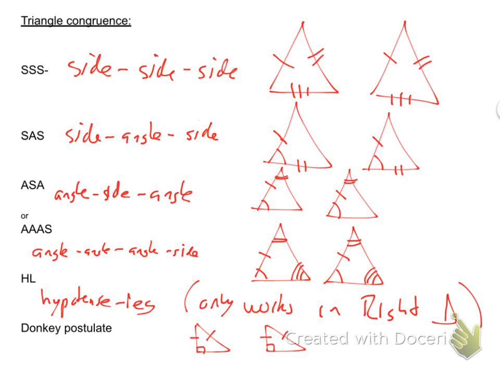What's the only combination up there that we do not use? Angle, side, side. Angle, side, side is not used. So, we don't use angle, side, side. Yes, that is in the video. So, we do not use the donkey postulate. That does not prove two triangles to be congruent.